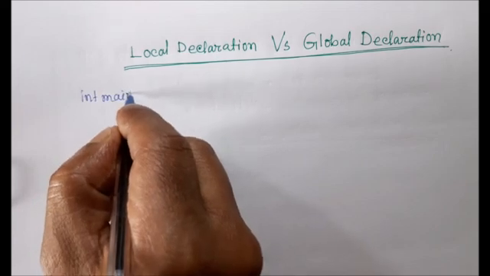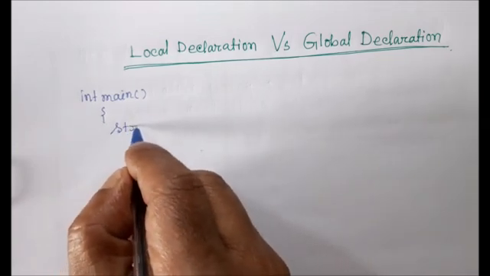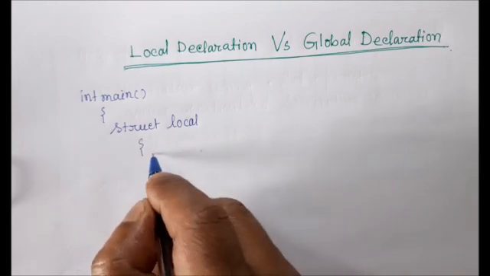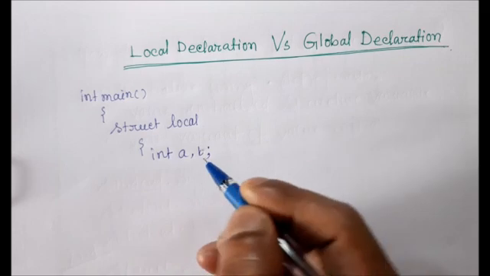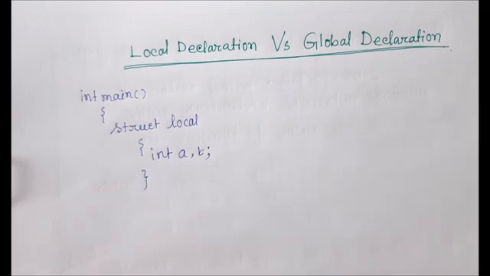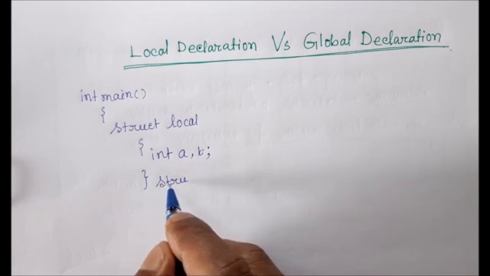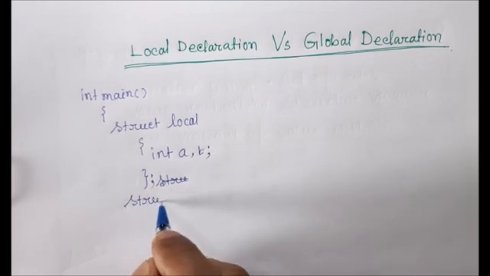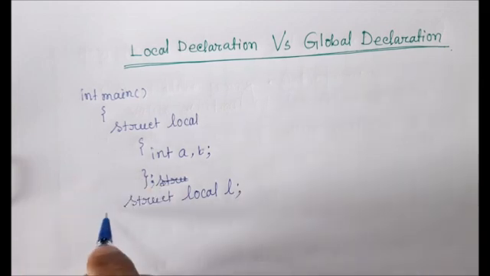int main. Within this main function, suppose I have taken the name of the structure as local, followed by two structure members, one is integer a, another is, for example, integer b. So, I have taken two members, and after that I have just written struct local, name of the variable is L. I have closed the main function.